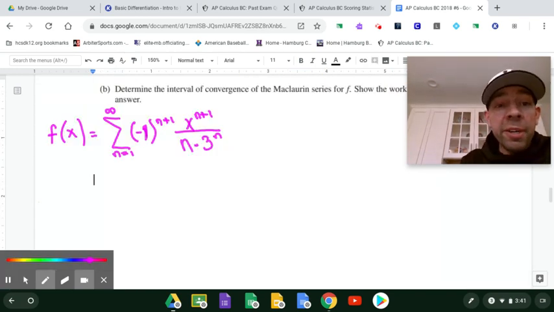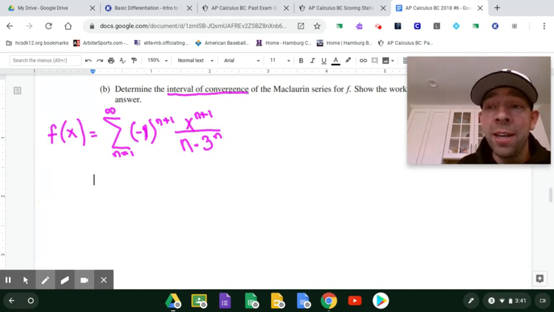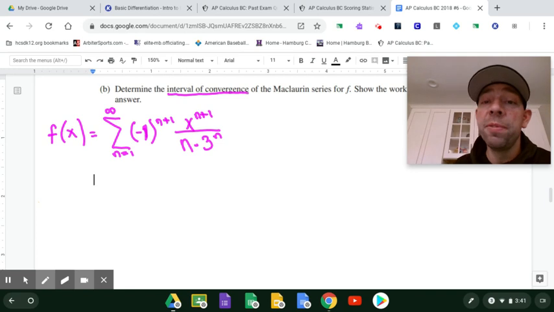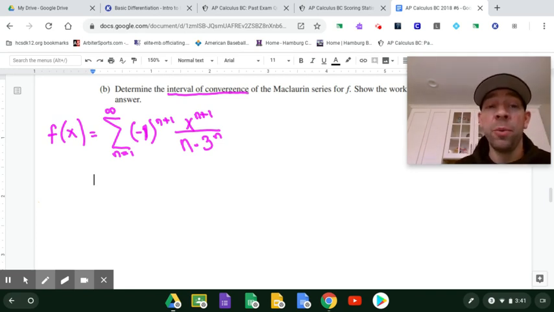Now all of a sudden we graduate to part B and they want me to find the interval of convergence, and this is the monster bear. I was shocked. In the rubric, they only awarded 2 points for A. I was kind of surprised about that, but they're awarding 5 points for B. So we're really going to dial in here and spend most of our time today on part B and making sure we get everything we need for interval of convergence.